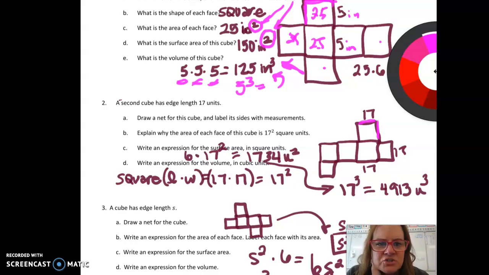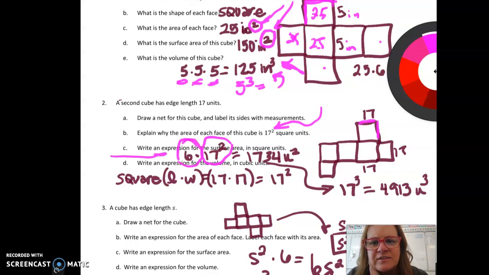So the area of each face is going to be 17 square units, because I know I'm just going to multiply 17 times 17 to get the area, and that's exactly what 17 squared means. So to find the surface area, I'm going to need to multiply that 17 squared times 6. And you could have left it just like this. That's the expression, 17 squared times 6 will give us the surface area. But I imagine some of you might have calculated it out, and if you did, you would have gotten 1,734 square units.